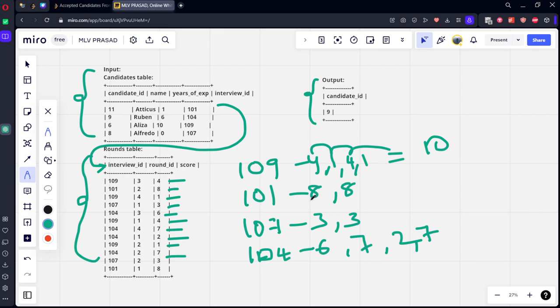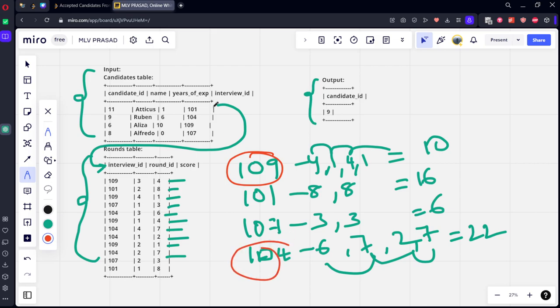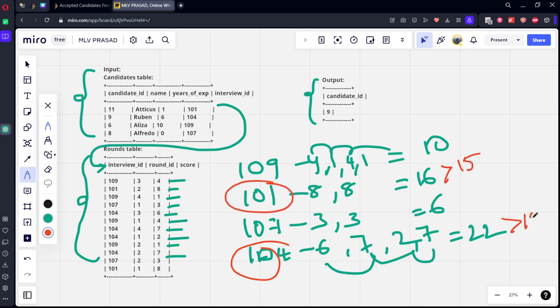4 plus 1 is 10 score, 8 plus 8 is 16 score, 3 plus 3 is 6 score, and this guy has what, 6, 7, 2, 7, 7, 7, 14, okay, 22 score. So if you see, three people are eligible, because only they want people who are greater than 15. Okay, 101 is this guy and again this guy.